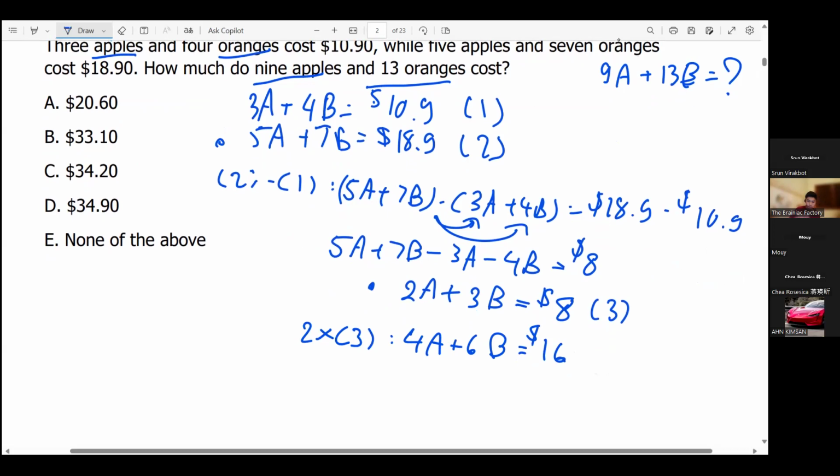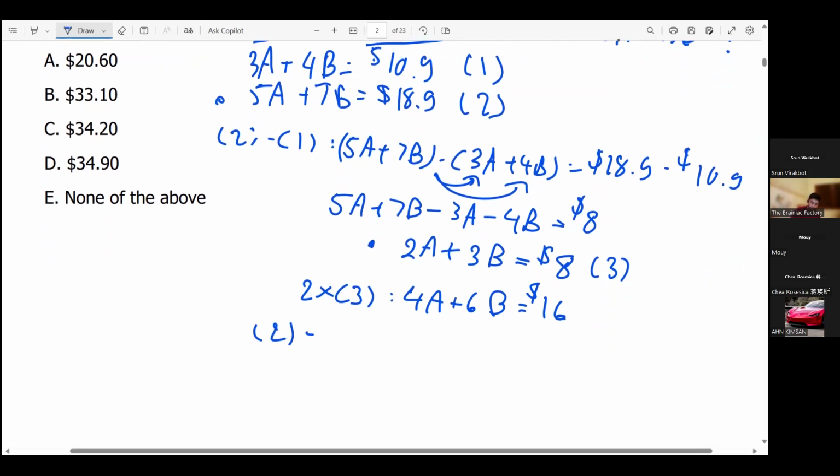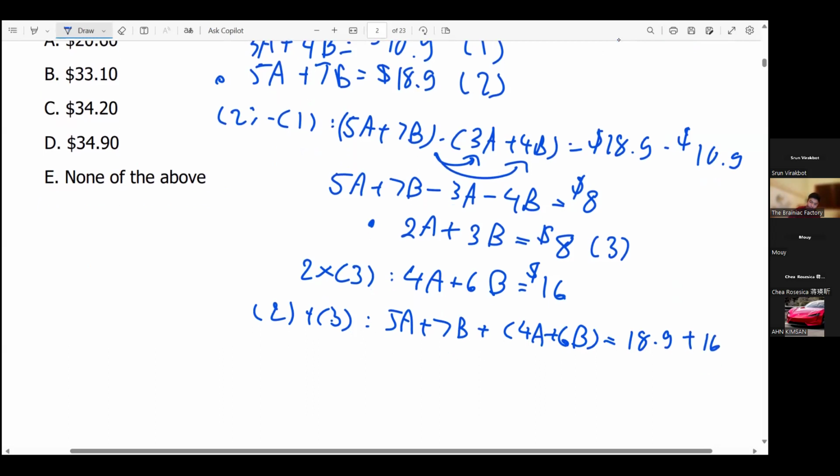And when you take equation 2 plus equation 3, you'll see that it's 5A plus 7B plus 4A plus 6B equals 18.9 plus $16. And this one you'll get 9A plus 13B equals 34.9, which is what they are asking for here. So the answer is 34.9, which is D.